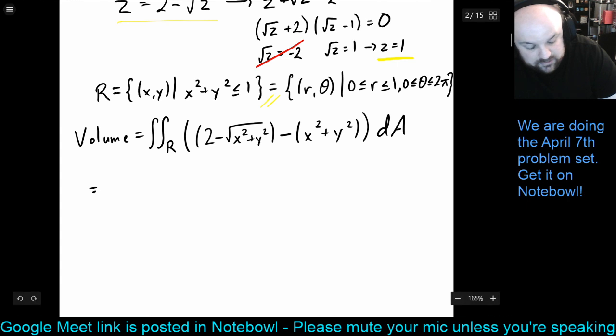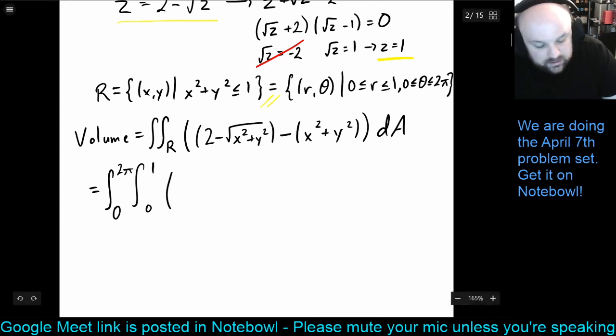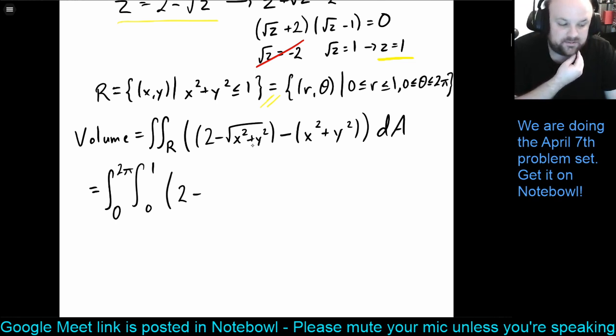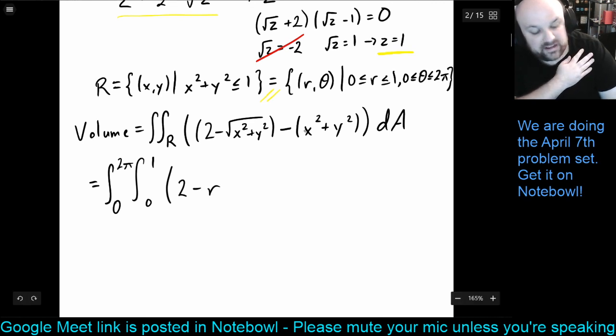So this volume integral here, we're going to do dr d theta again, just like before. So this will be the theta integral on the outside, the r integral on the inside. Now here, let's look at what this turns into. So we have 2 minus, now remember r squared is x squared plus y squared. So if we have the square root here, that's just 2 minus r. Right? And here, x squared plus y squared, that's minus r squared, because we have that minus there. dA is r dr d theta.